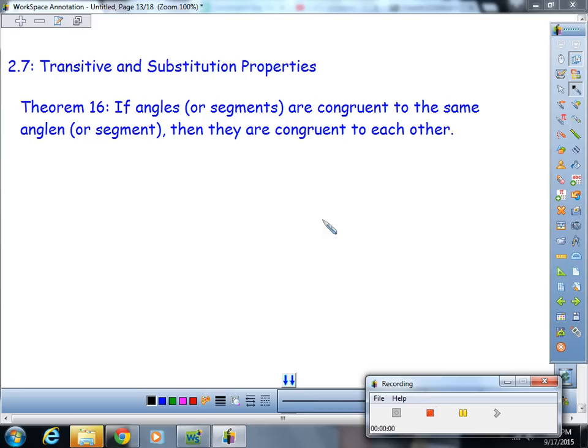So, the transitive property is like one of the biggest ones. Just remember, transitive doesn't work in sports. Just because you beat Team B and Team B beat the champions, that doesn't mean that you're better than the champions. People misuse that all the time in sports. But it does work in geometry. So transitive just says if angles are congruent to the same angle, then they are congruent to each other.